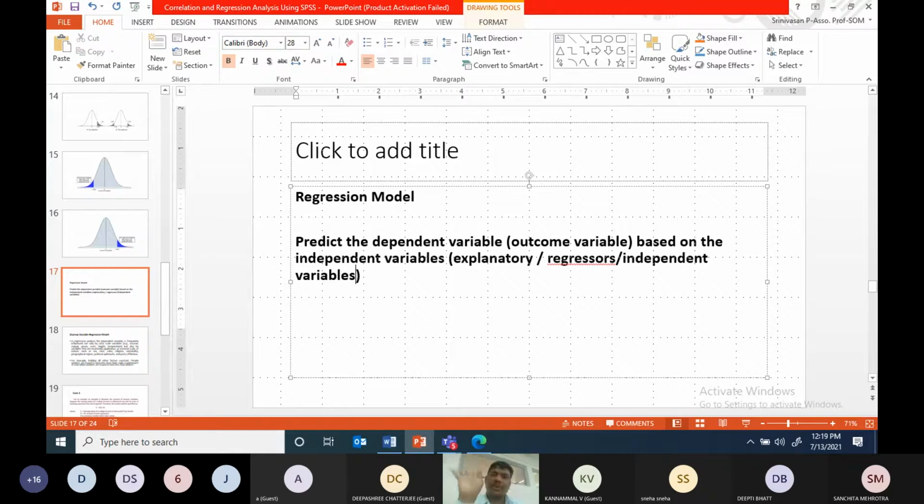This morning, you have learned about the correlation. Correct? Yes or no? Yes, sir. You have learned about correlation. We are going to do the regression model.